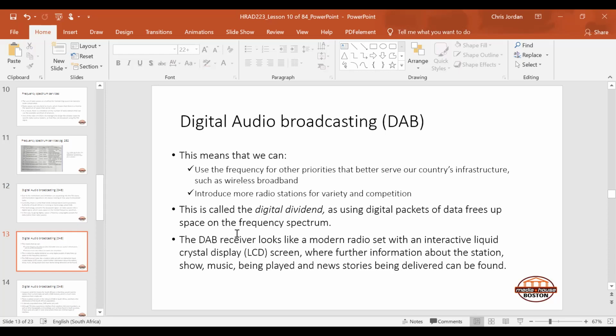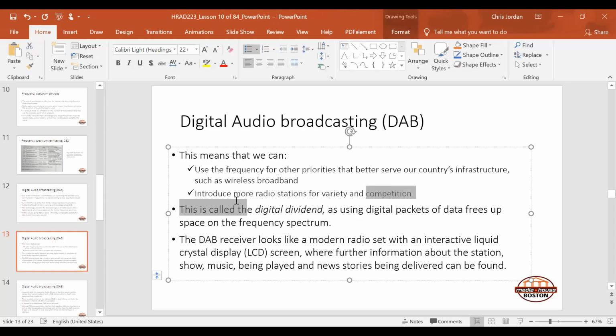That are able to move towards these DAB kind of lives and then use, like I say, this wireless broadband where data, internet, or data is not even a concern. It's more about subscription fees, etc. Introducing more radio stations for variety and competition. This is called digital dividend, as using digital packets of data frees up the space on the frequency spectrum.